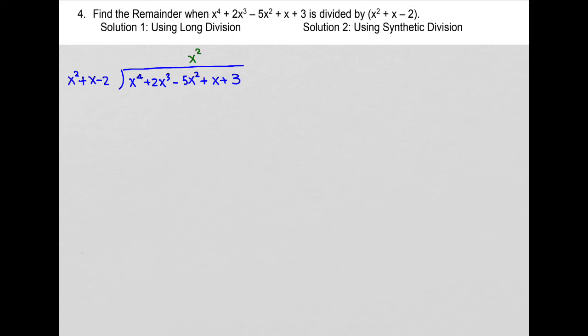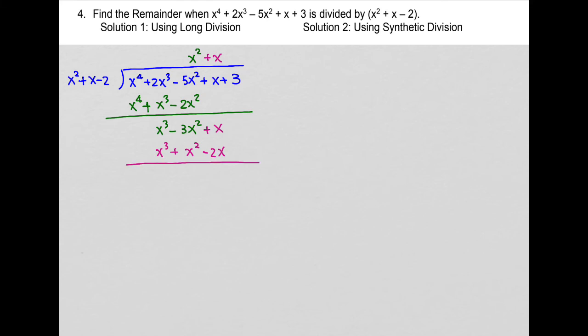Then we multiply the divisor by x squared to get the next line. Now we subtract those two lines and bring down one more term, x. Then we repeat the process. X cubed divided by x squared, we're going to get an x. Then we multiply the divisor by x. Then we subtract those two lines. We bring down one more term.